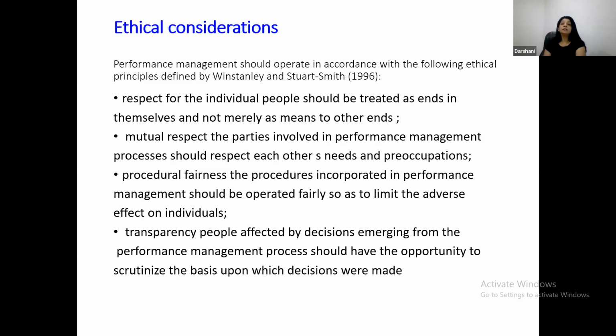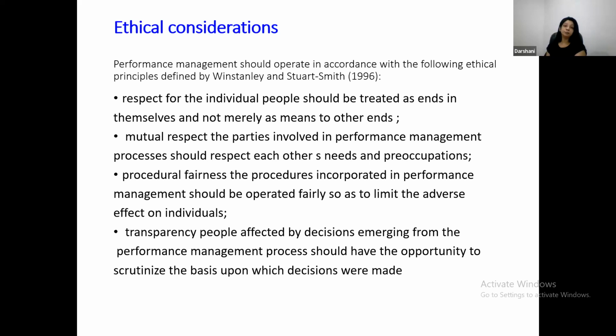So what are the ethical considerations that we are talking about? Performance management should operate in accordance with the following ethical principles defined by Westminster and Smith. Simply, we have to look into ethical considerations. It means we should be very ethical toward every person. We'll see what the ethical considerations are once we do a performance evaluation.